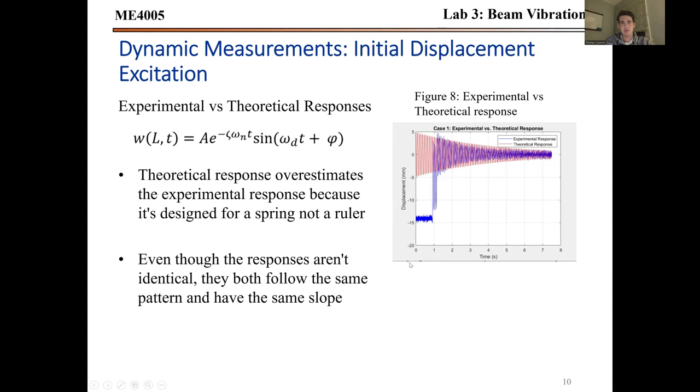This equation was used to calculate the theoretical response, and it went on the same plot as the experimental. We can see the theoretical response is slightly larger than the experimental. This is because it overestimates the experiment, as it is designed for a spring, not a ruler.